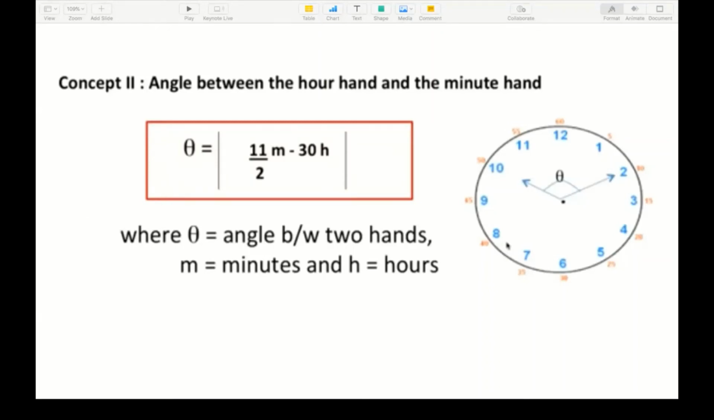Like let's say if I give you 6:20, if the time is 6 hours 20 minutes, then in place of h you will put 6 and in place of m you will put 20. Now you can see these two lines. In mathematics we call them modulus. The significance of the modulus is that the output will always be positive. So let's say the value of 11/2 m - 30h inside the modulus comes out to be negative, let's say -7. The output will be +7. That is the only significance of this modulus. The output will not be negative, only positive.